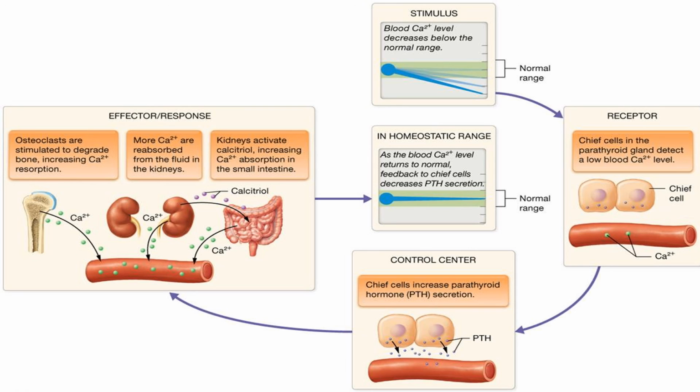And then as the calcium ion concentration in the blood returns to normal range, receptors on the chief cells are going to detect that change, and the negative feedback decreases their production and secretion of PTH, which then decreases the stimulation of the target cells, decreasing all of that calcium ion resorption or production. And so that response is now reduced.